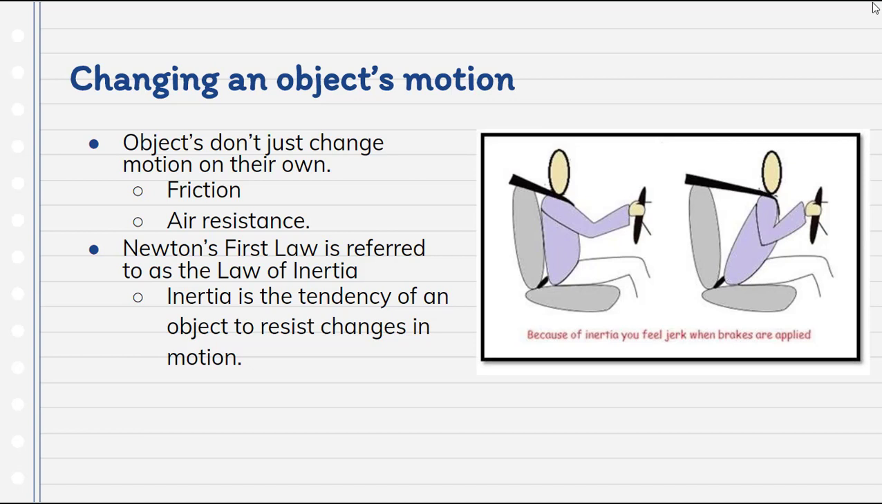Now, on Earth, we have friction, which is the force of the contact of the surface of anything with the object that is in motion. We also need to take into consideration air resistance when we're looking at objects that are flowing through the air. Now, Newton's first law is also referred to as the law of inertia, and inertia is simply the tendency of an object to resist changes in motion.